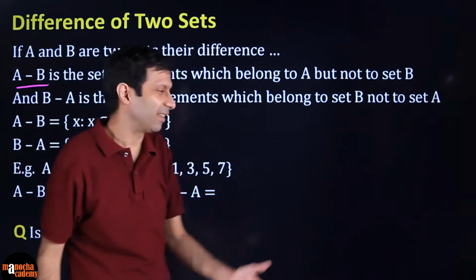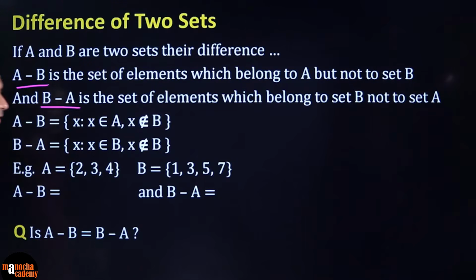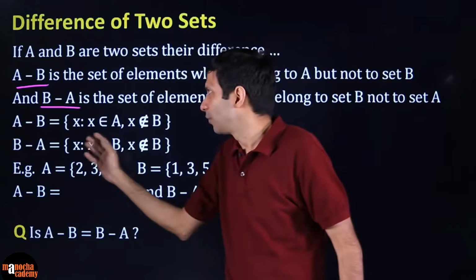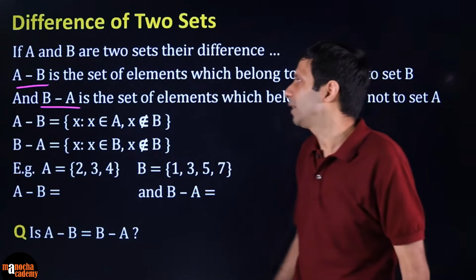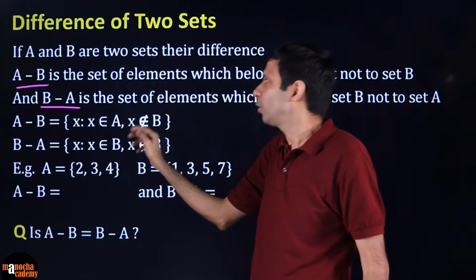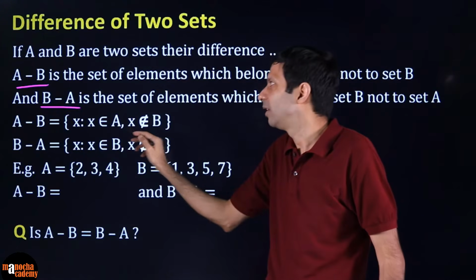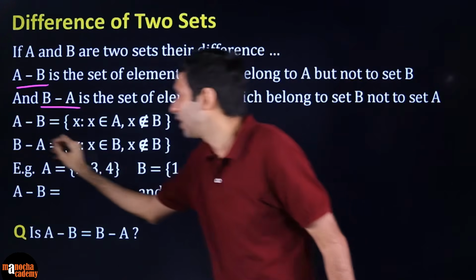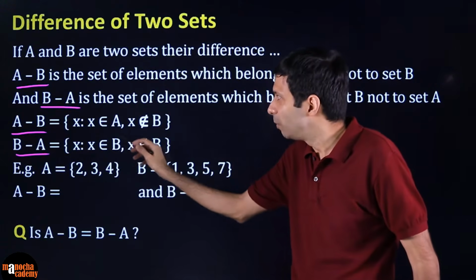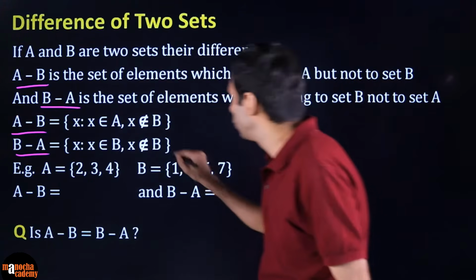Did you get that? So very simple. These are the two notations, A minus B, B minus A. Now how can we write it in this kind of set builder form? A minus B is X is an element of A but X is not an element of B, or X belongs to A and doesn't belong to B. So this is our A minus B. Similarly, B minus A is all those elements which belong to B but they do not belong to A.